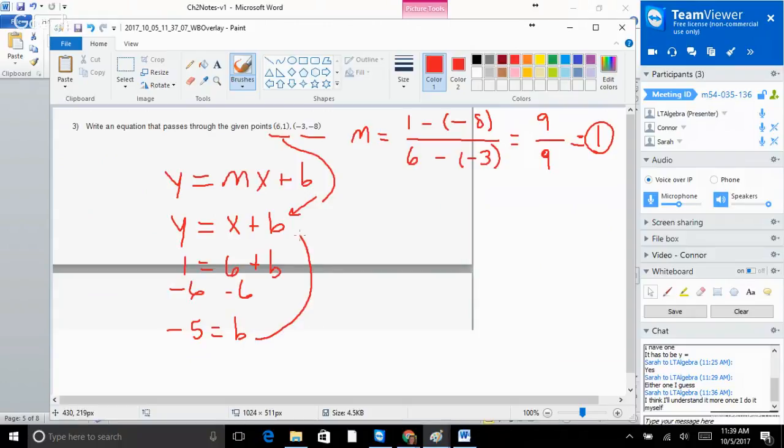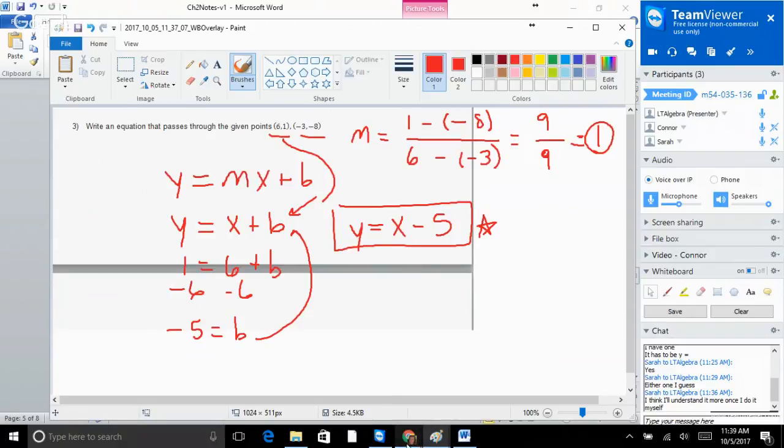Now I go back to my original equation and I pull it all together and I get y equals x minus 5. Okay, so this is my equation of a line that passes through 6, 1 and -3, -8. So then what I want to do is pop back into my graphing tool.